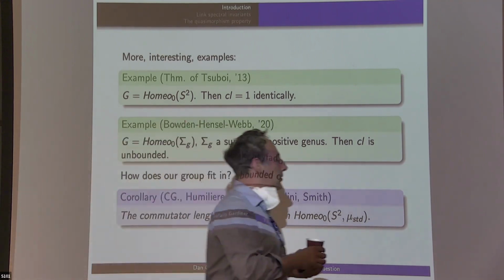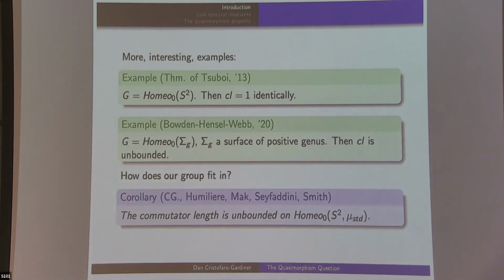Okay, so how to see this from the existence of our quasimorphisms? Well, it's easy. I claim that one can see this directly from the existence of a single homogeneous quasimorphism. So say I have a non-trivial homogeneous quasimorphism. Let f be non-zero and homogeneous.